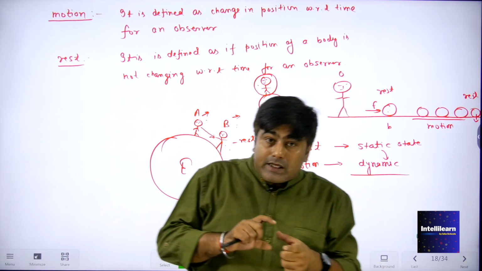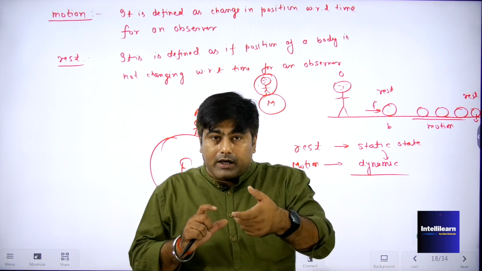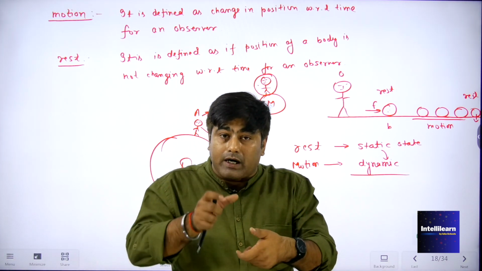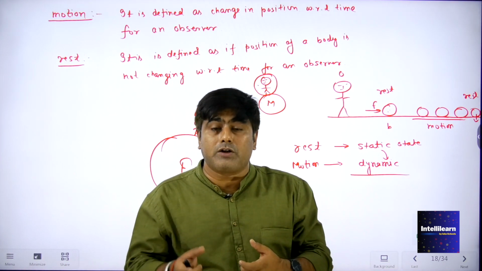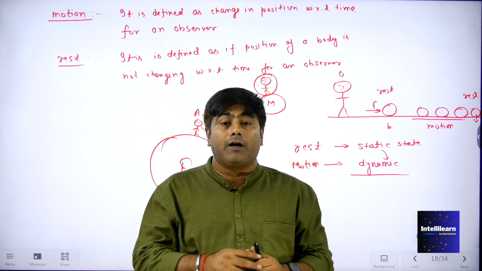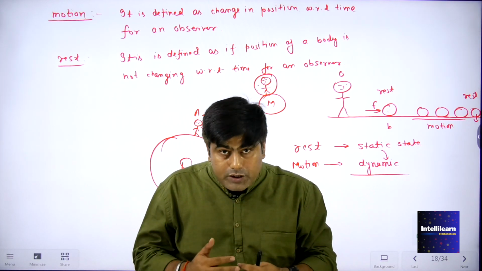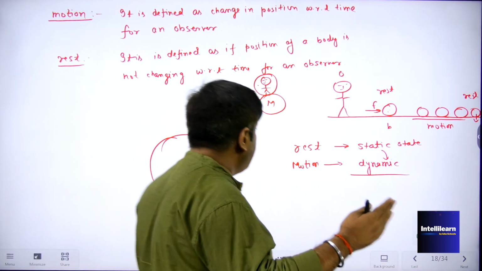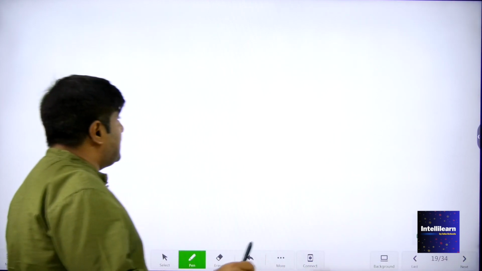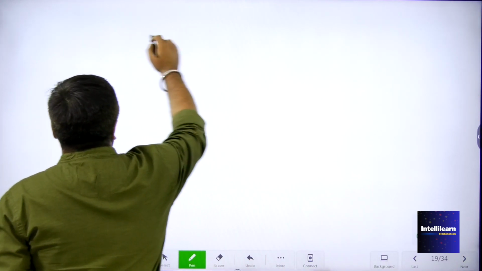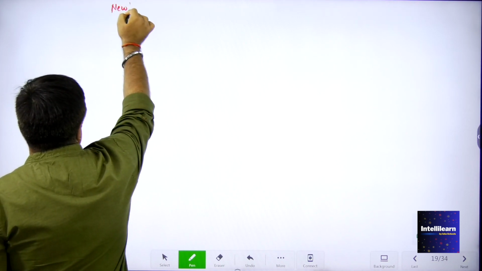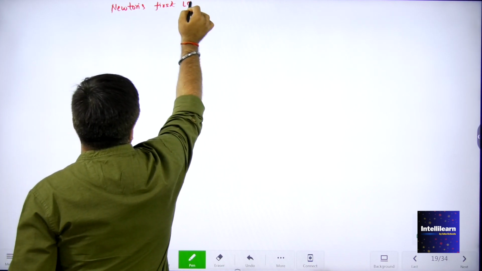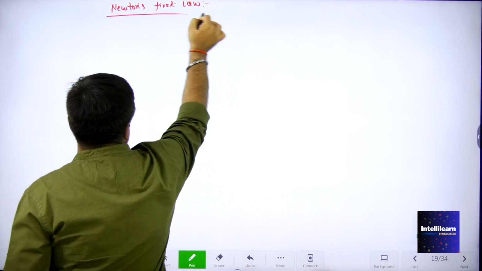So if you want to change the state of a body from static to dynamic and dynamic to static, from rest to motion or motion to rest, in both cases we need an external force. If there is no external force, the state of the body cannot be changed. And this simple law is known as Newton's first law. So what does Newton's first law state?